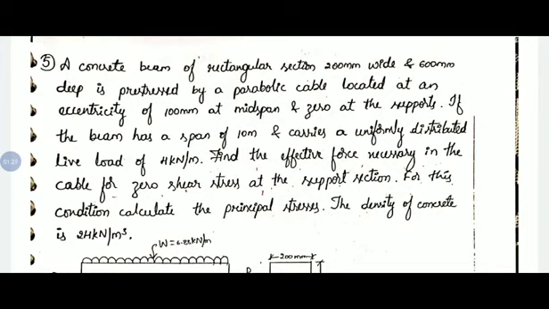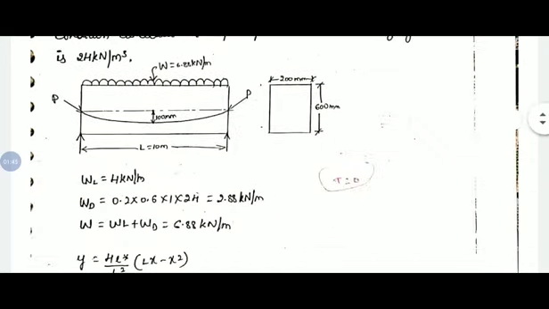The value of tau, what we are going to calculate, that should be 0. To make that 0, what is the force we need to apply? What is the effective force we need to apply on the section, that we need to find out. Along with that, we need to find out what is the principal stress. So these are the details given.